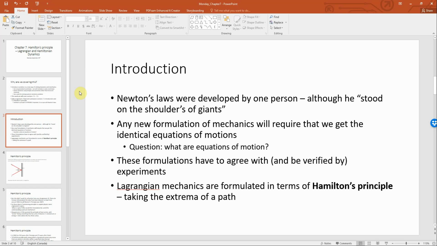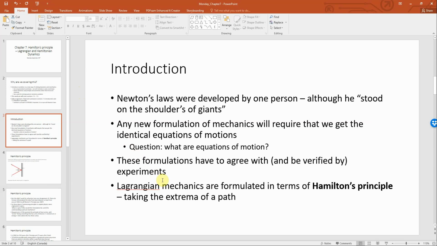They don't work on the size of a cosmos, like the size of a galaxy, because we need general relativity for that. But even general relativity kind of fails there. They also don't work for something much smaller than a thousandth of a millimeter, smaller than a micron, because then we get into quantum mechanics. But for something that we can see by eye, they work really, really well. And so these formulations for Lagrangian mechanics have to agree with Newtonian mechanics, and they both have to agree with and be verified by experiments.